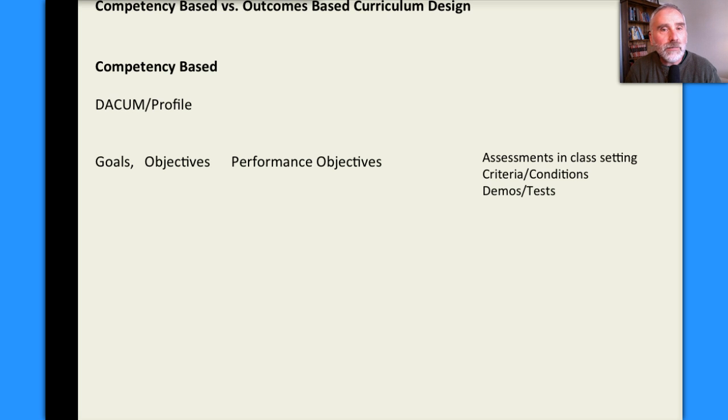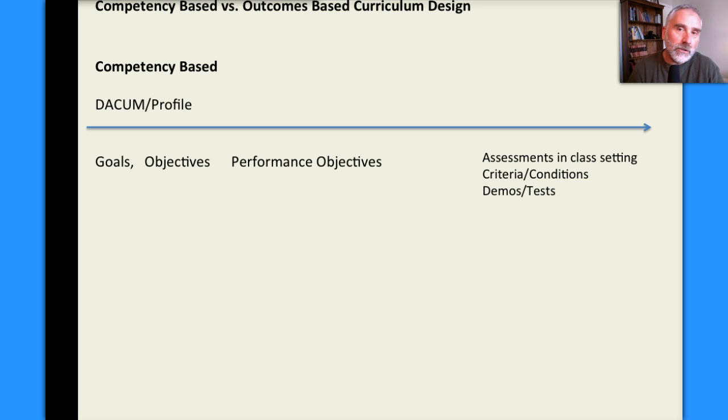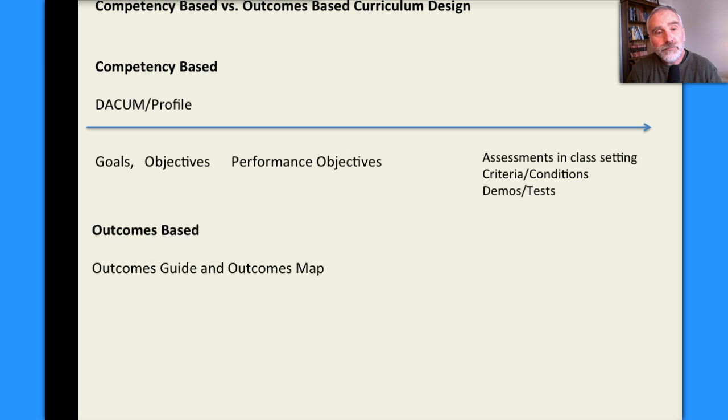Demonstrations, tests are a couple of examples of that. It's a left to right kind of development. You either start with the goals or you start with the objectives and build towards the goals when you're building your profile. That's the competency-based approach, in a nutshell.